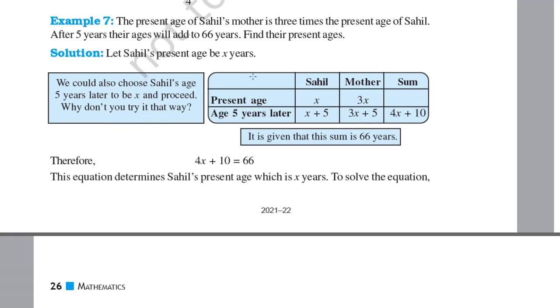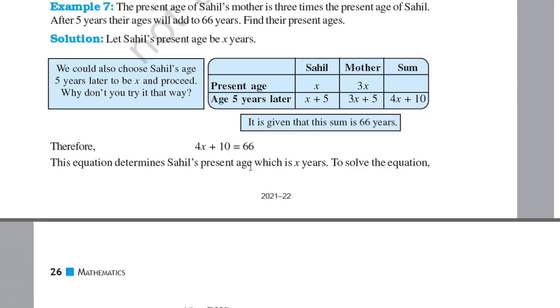So you can see here we have taken Sahil's age as x. So Sahil's mother's age is 3x. So after 5 years, Sahil's age will be x plus 5. Now Sahil's mother's age will also become 3x plus 5. So the sum is 4x plus 10. It is given that the sum is 66 years. So 4x plus 10 is equal to 66.